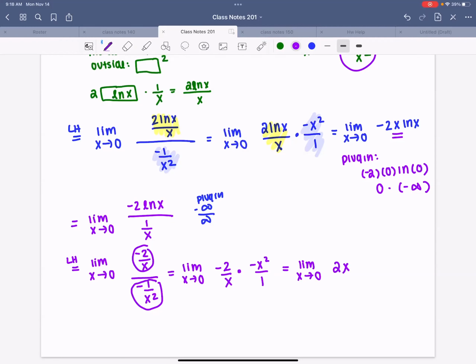Okay. All right. Any questions so far? I know we did a lot. Good. How do I find this limit? Just plug it in, right? We're going to plug in 0 into x, 2 times 0, and that's just 0. Okay, 0 isn't an indeterminate form, it's just 0. So our final answer is 0. All right. Any questions on example 10?